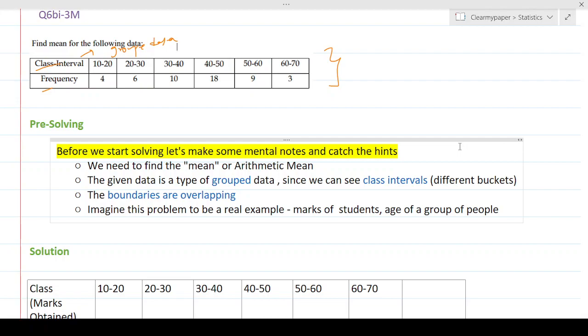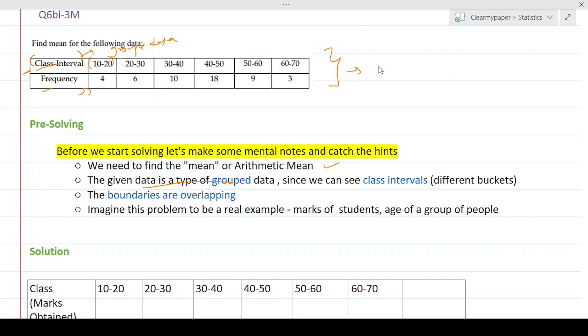The first thing is, what is the ask? The ask is we need to find the mean, which is the arithmetic mean. The second thing is, I've noticed that the given data type is group data over here. And what is meant by group data? We already saw in the previous episode. They're given the class intervals, the range, and the frequency.